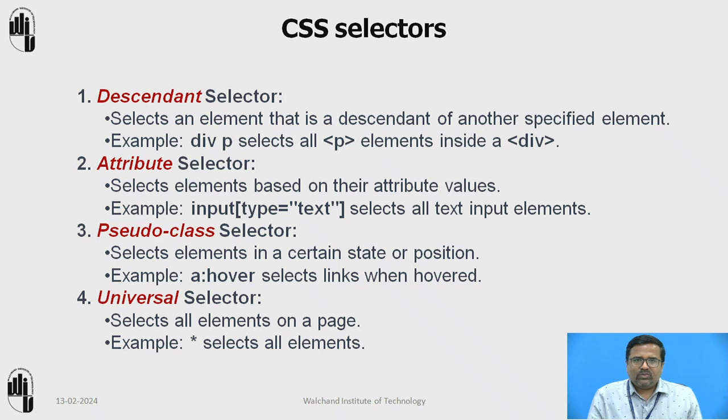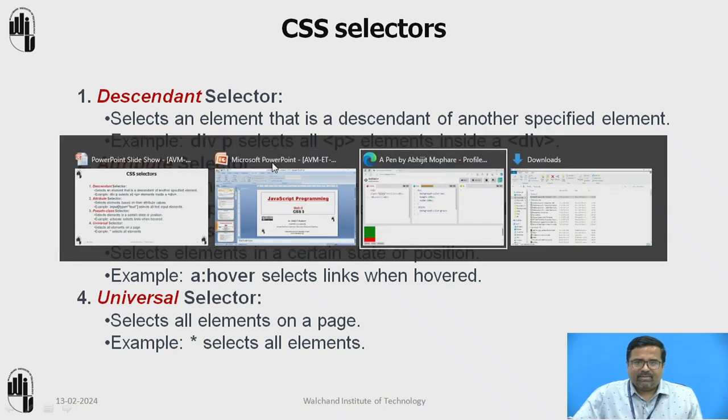So how do I use this descendant selector? The syntax is first the name of the parent tag, followed by a space, and the name of the child tag. As you can see, if I want to style a paragraph within the div element, then I have to write first the div tag name, a space, and the name of the child tag, that is p. Let us consider one example.